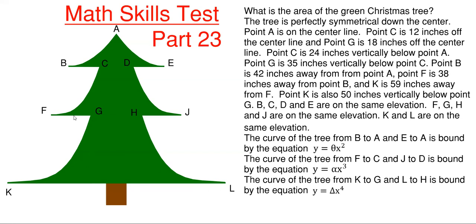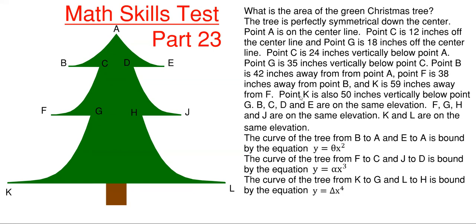We also have some curved portions here. The curve of the tree from point B to point A and from E to A is bound by the equation y equals theta x squared. The curve from F to C and on the opposite side as well is bound by y equals alpha x cubed. And this bottom one from K to G is bound by y equals delta x to the fourth. So we're going to have to use all that information to find how much green area we have in this Christmas tree.